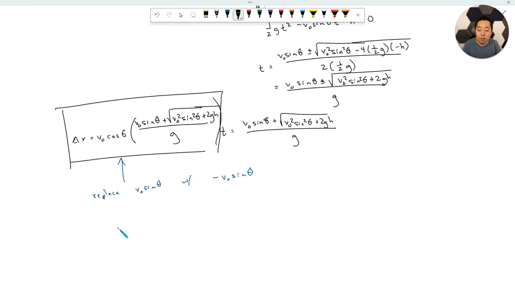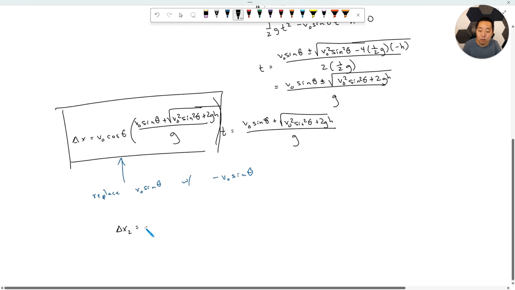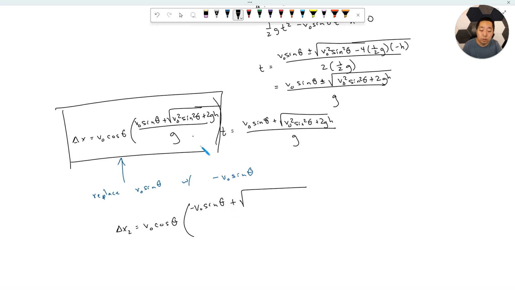So then the second one, the one that's aimed downward, is v0 cosine theta times negative v0 sine theta plus the square root. Now when I squared this quantity, because this was negative but then I squared it, it still stays positive. So that part doesn't change, because when you square a negative number, it's still the same number. It's just positive, right? So then we have this, okay?